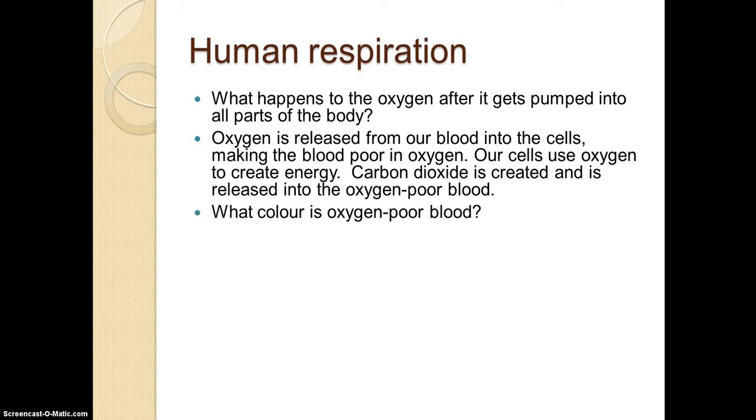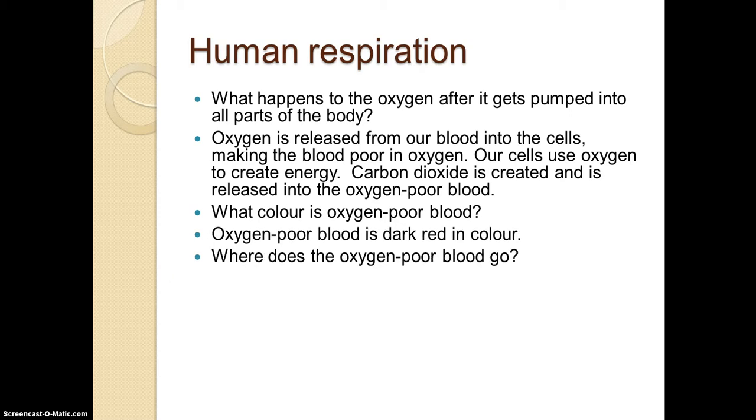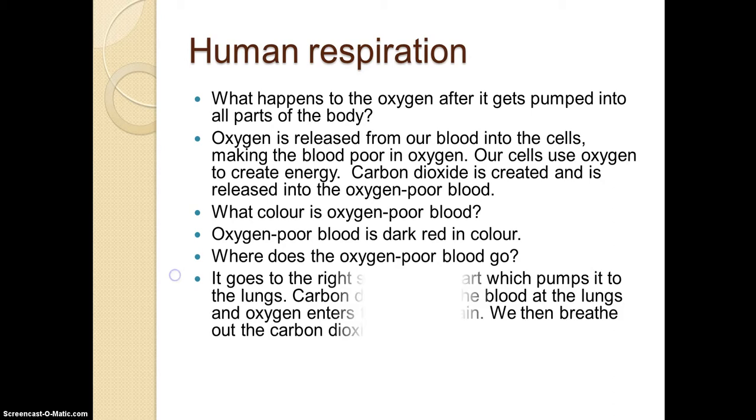What color is oxygen-poor blood? It is dark red in color. Where does the oxygen-poor blood go? It goes to the right side of the heart, which pumps it to the lungs. Carbon dioxide exits the blood at the lungs, and oxygen enters the blood again. We then breathe out the carbon dioxide.